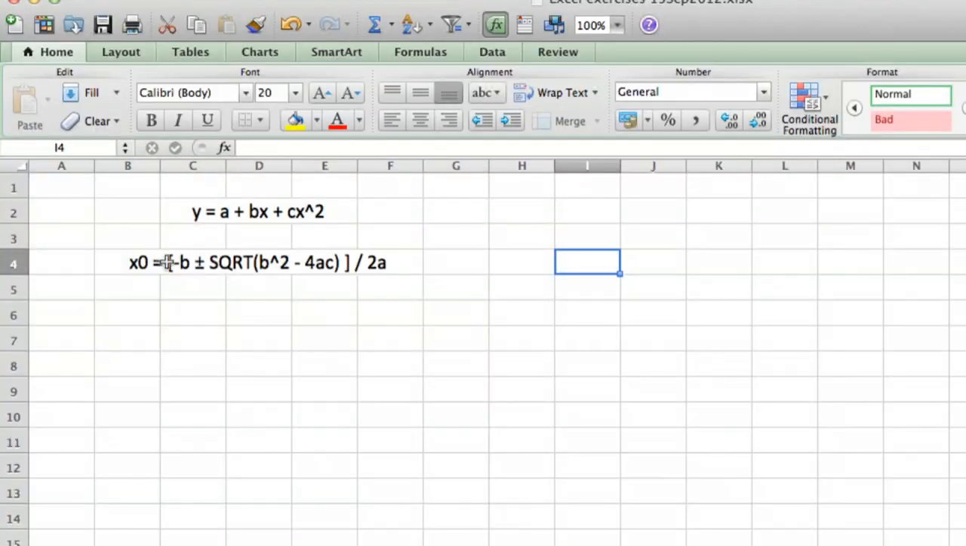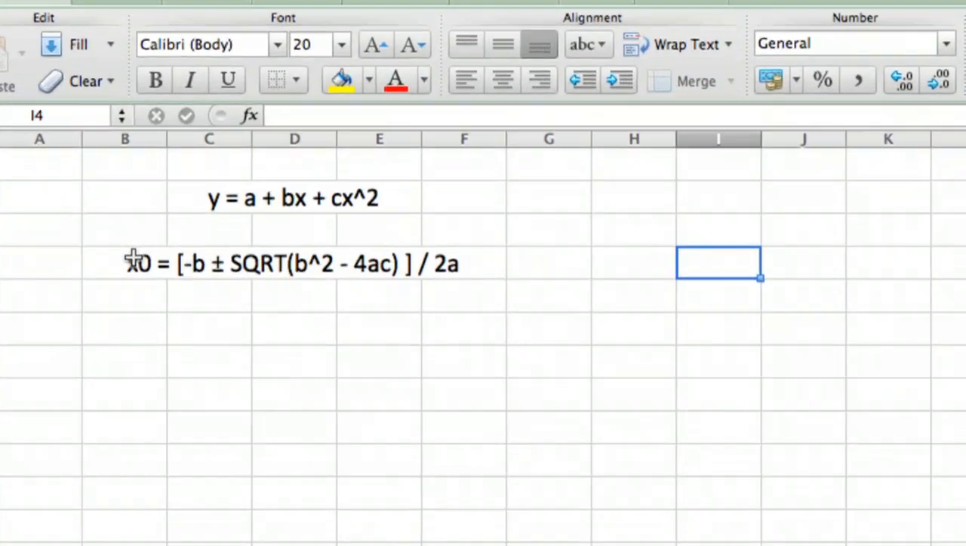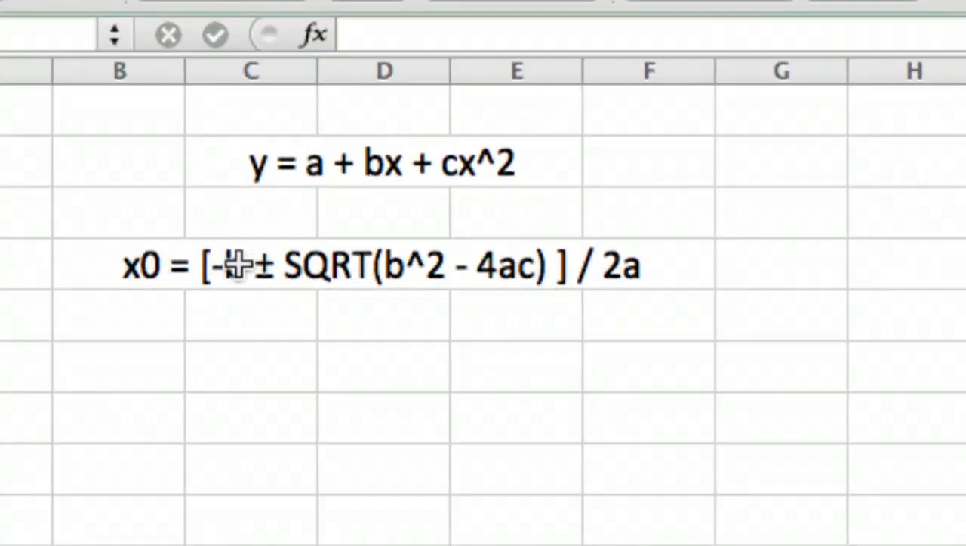And the solution is there are always two roots to a quadratic equation, and they are shown here. They are of the form x equals minus b plus or minus the square root of the quantity b squared minus 4ac, all of that divided by 2a. And the plus or minus just shows that there are two roots.